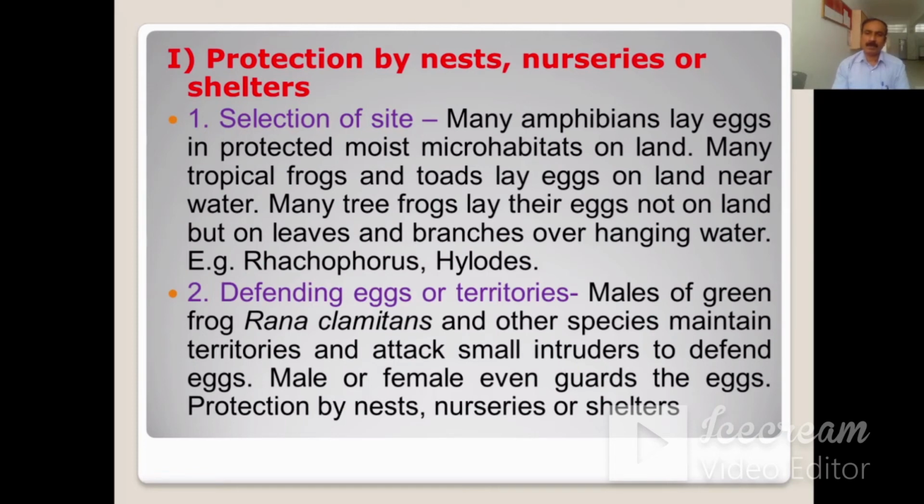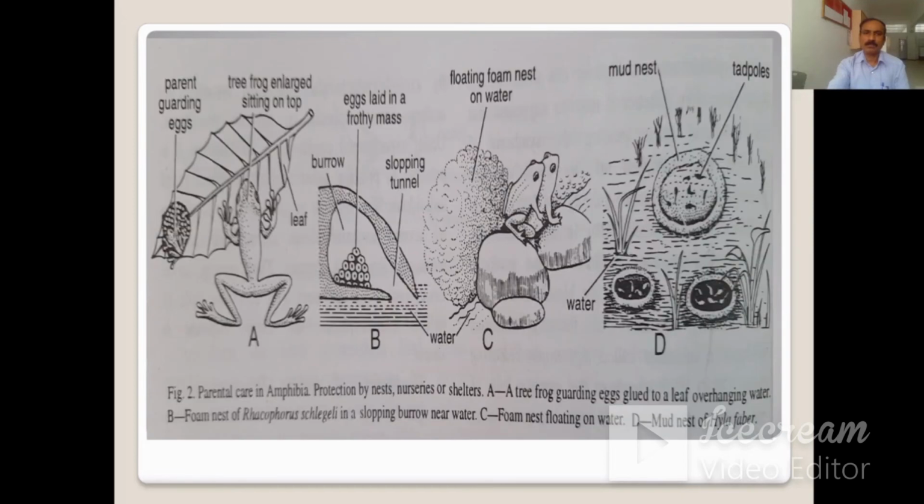The second method is defending eggs or territories. Males of the green frog, Rana clamitans, and other species maintain territories and attack small intruders to defend eggs. Male or female even guards the eggs. This is protection by nests, nurseries, or shelters.